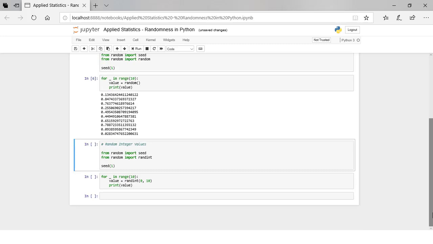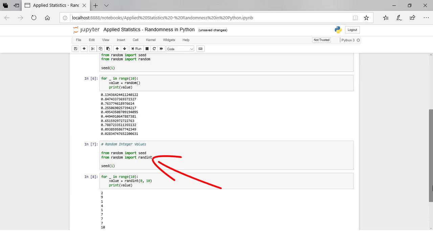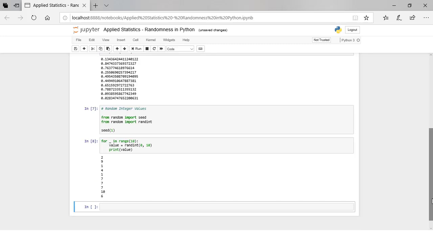Lastly, let's talk about integers. Random integer values can be generated using the randint function. This function takes two arguments, the start and end of the range for the generated integer values. Random integers are generated within and including the start and end of the range values, specifically in the interval [start, end]. Random values are drawn from a uniform distribution. Our example generates 10 random integers between 0 and 10.